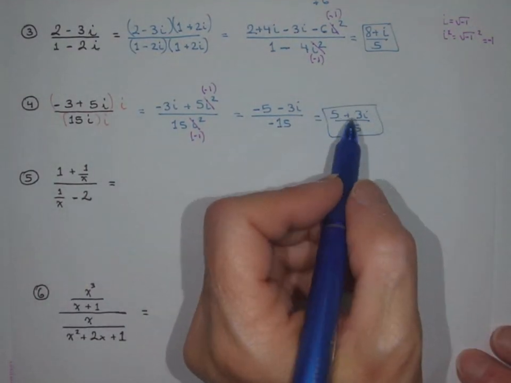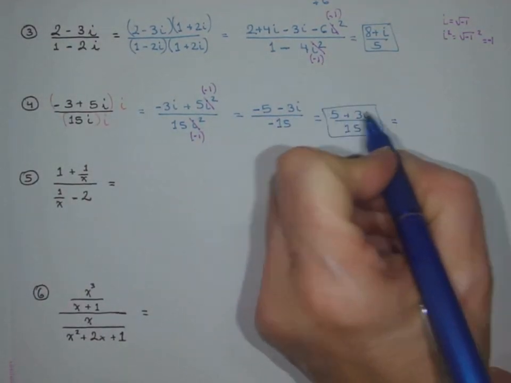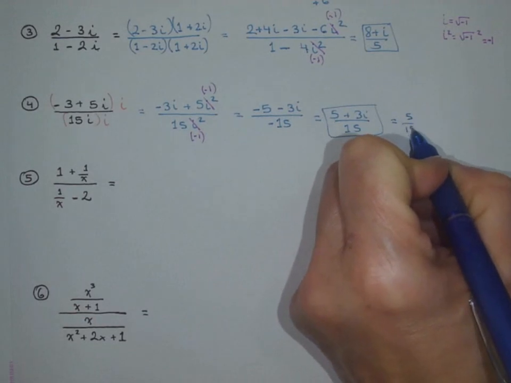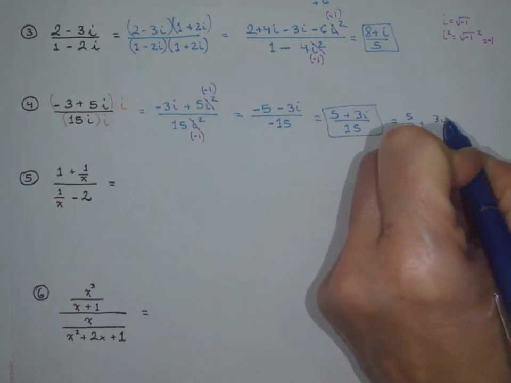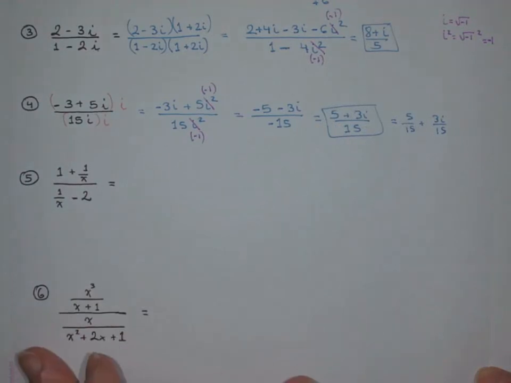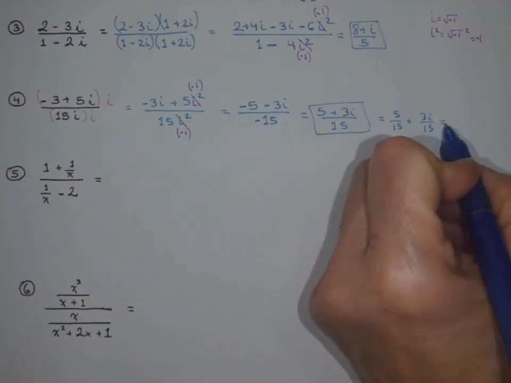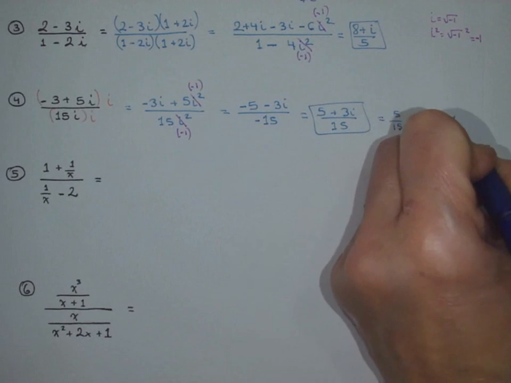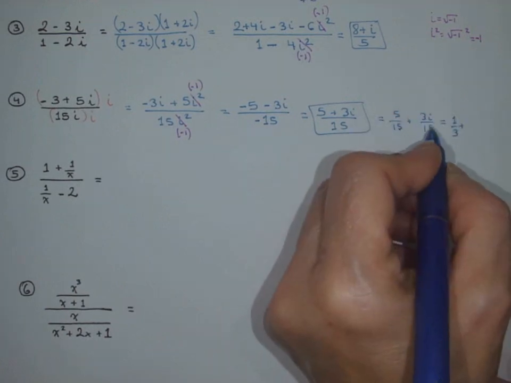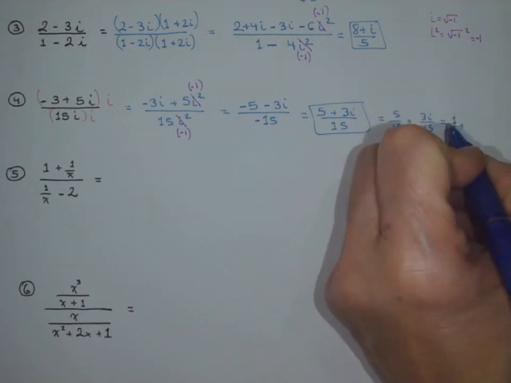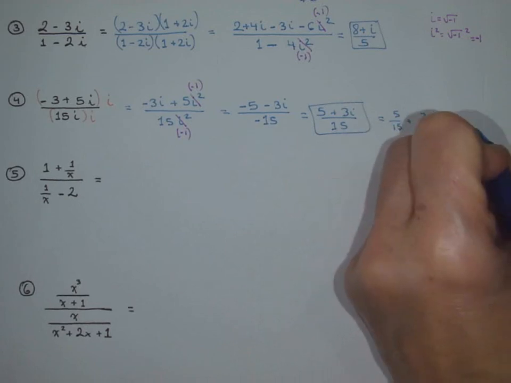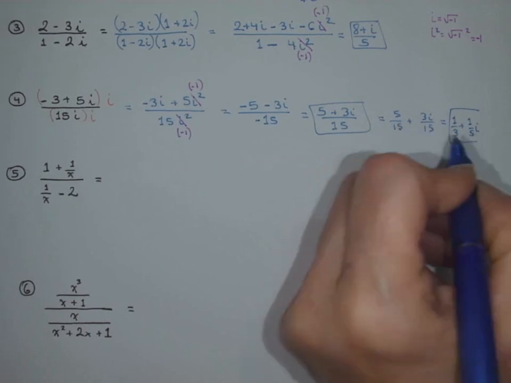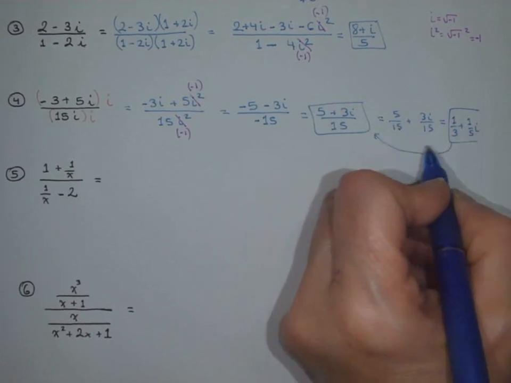This could be really broken into two fractions if you wanted to. You could write that as 5 over 15 plus 3i over 15 actually. And so now this could be simplified. 5 over 15 will be 1/3 plus, and 3 over 15 will just become 1 over 5, so 1/5 i. So that will be the same thing as this. Those two are the same, they're equivalent.